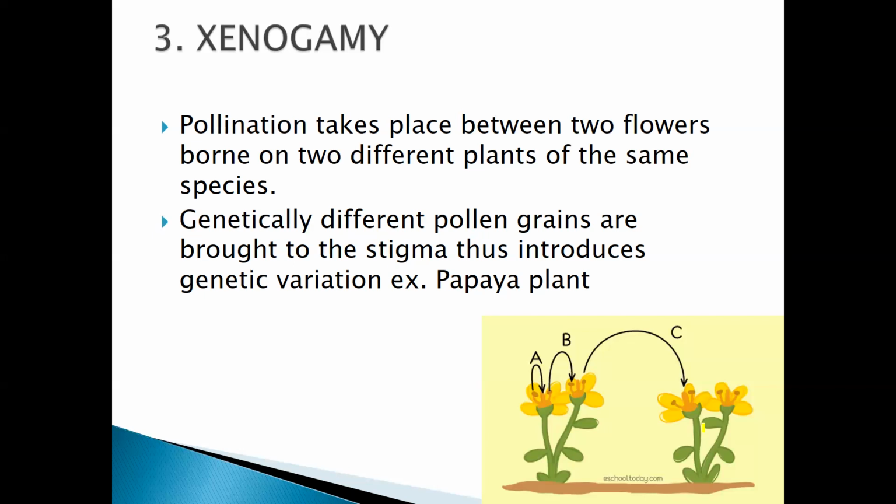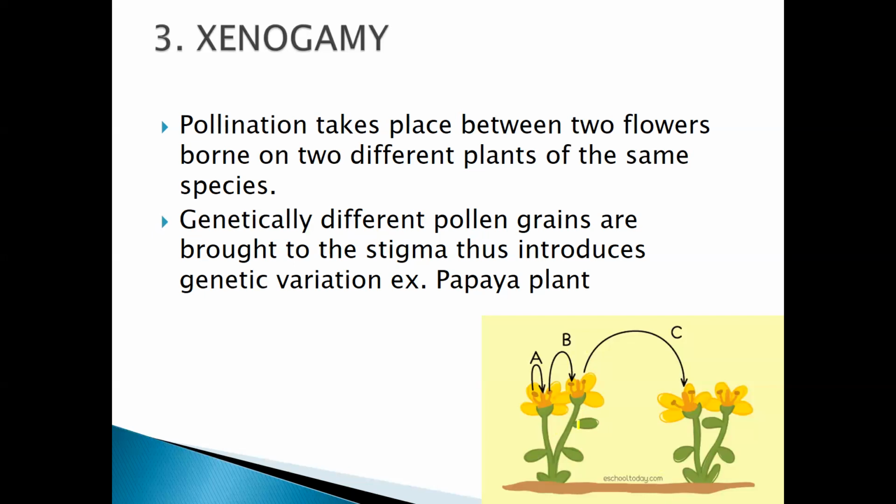So here pollination takes place between two flowers born on different plants. Here they are born on different plants but of the same species. Now you will ask me why I have taken the example of the papaya plant. The very easy answer is that the papaya plant is dioecious. So what happens here? It is either a male plant or a female plant.